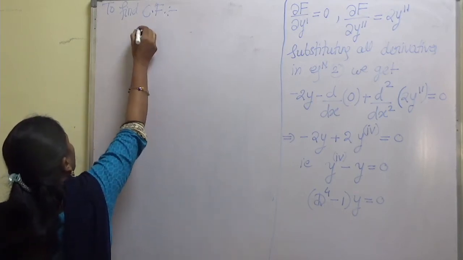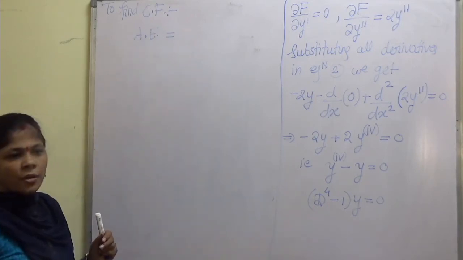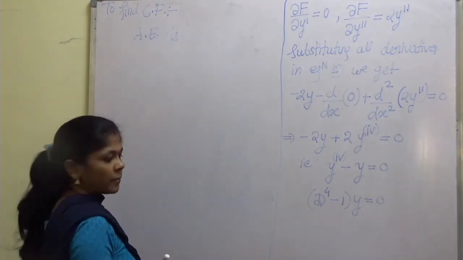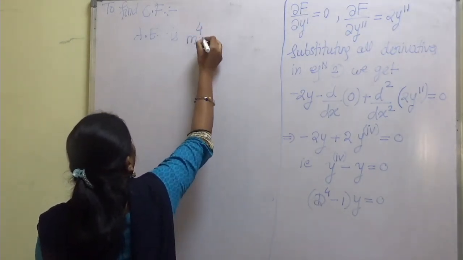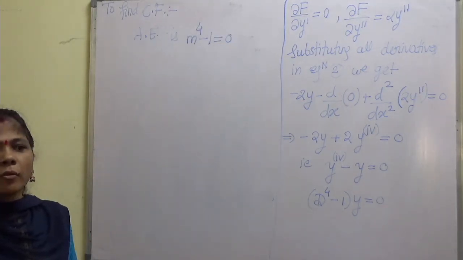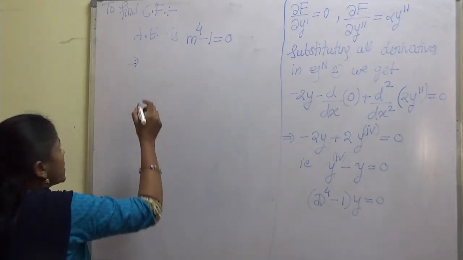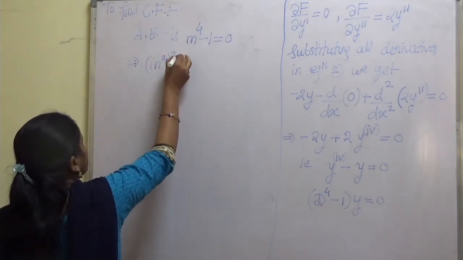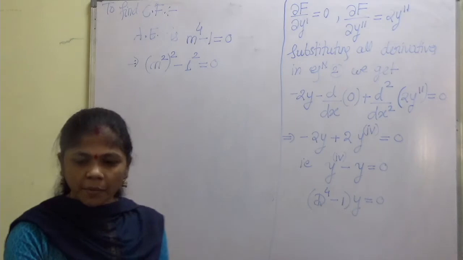For that we need the auxiliary equation. What is the auxiliary equation? Yes, that is replacing D by m. So replacing D by m, we have m⁴ − 1 equal to 0. Now how many values for m are required? 4 values, right? So this we can write as (m²)² − 1² equal to 0. Okay, so this can be written like this.